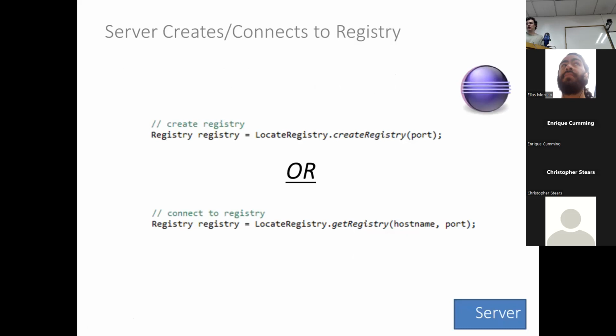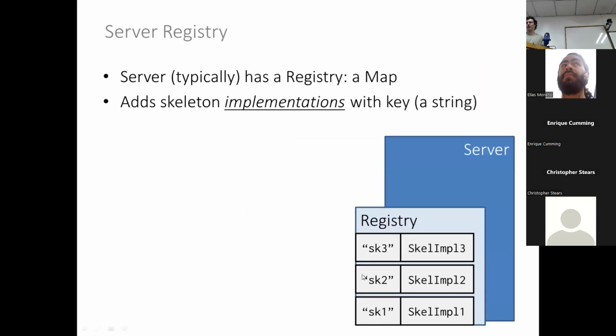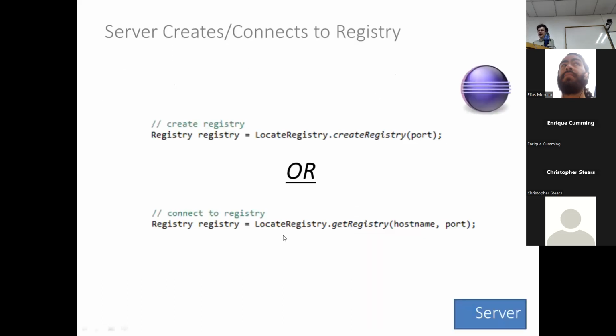And a client that knows the key can come along and say, okay, I want to get this interface SK2, and I want to call methods on that. So it's almost like having an API with different locations for different types of functions in different paths. This way, a server can have multiple implementations available to be called from a client.